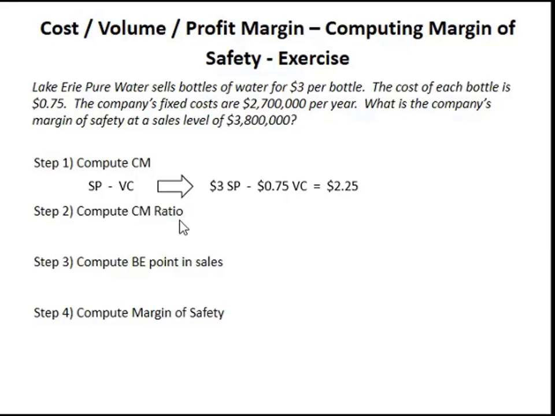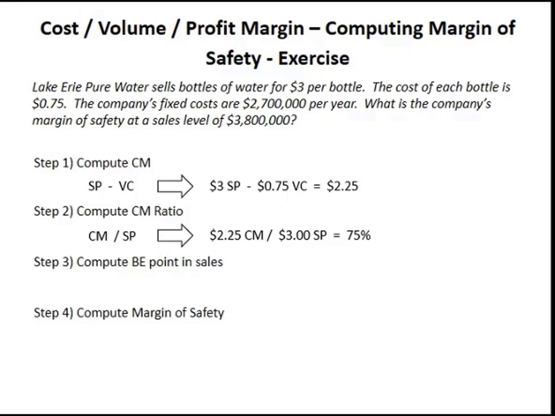That means we have a contribution margin per bottle of $2.25. Now we need to calculate the contribution margin ratio, which is our contribution margin divided by our selling price. And that is our contribution margin of $2.25 divided by our $3 sales price, which means our contribution margin ratio is a nice healthy 75%.